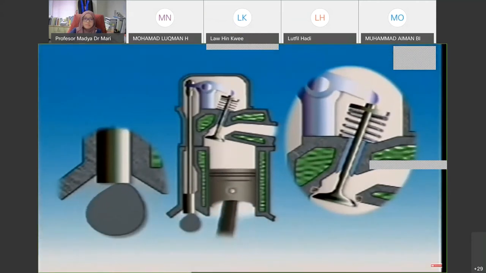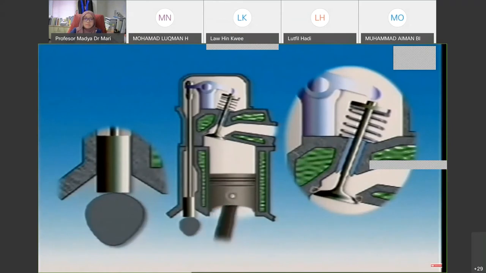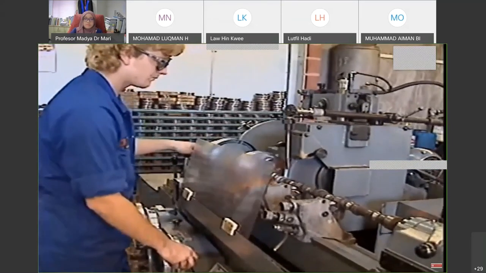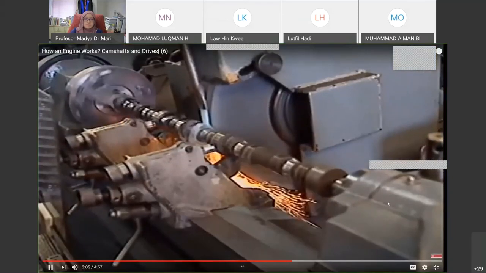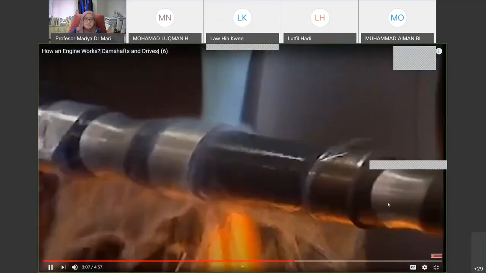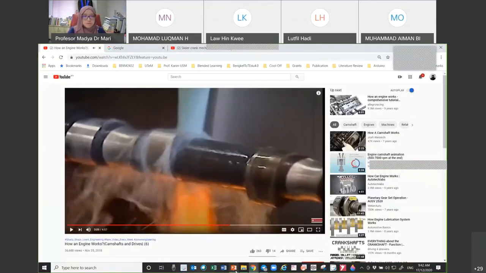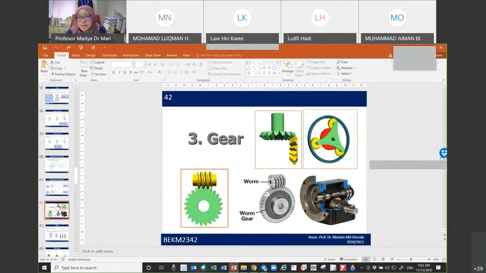On engines without valve lash adjusters, a tightening ramp is built into the shape of the cam. This makes for quieter operation during the opening of the valve. Alright, so we're not going to show the full thing. So basically, cam and follower is used to open and close the valve in the engine. Okay? So let's go next.